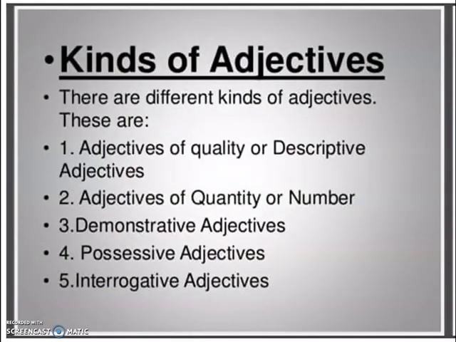There are different kinds of adjectives. These are adjectives of quality or descriptive adjectives. Number 2, adjectives of quantity or number. Number 3, demonstrative adjectives. Number 4, possessive adjectives. And number 5, interrogative adjectives. I will explain each one alone.